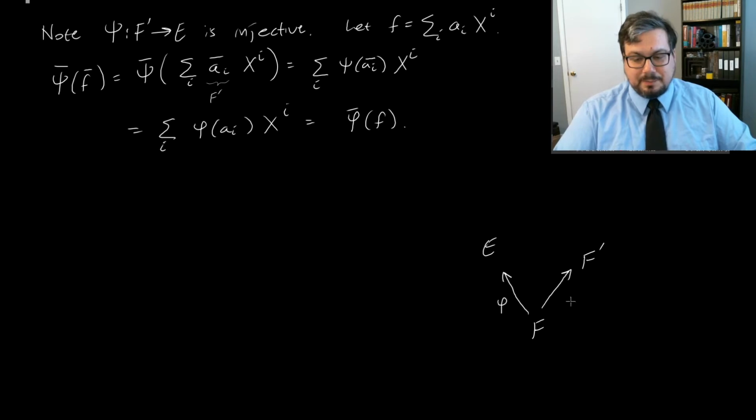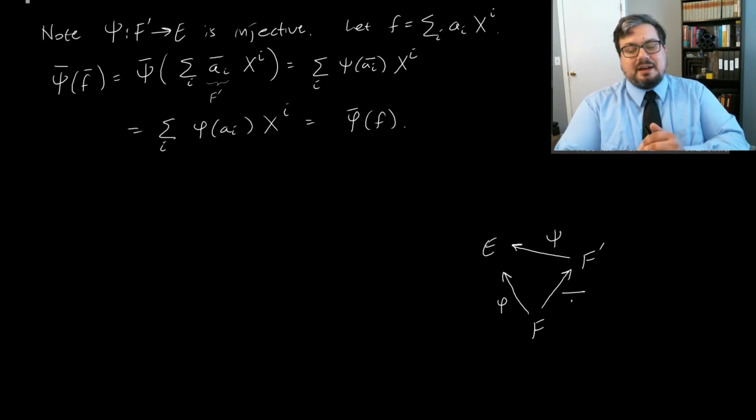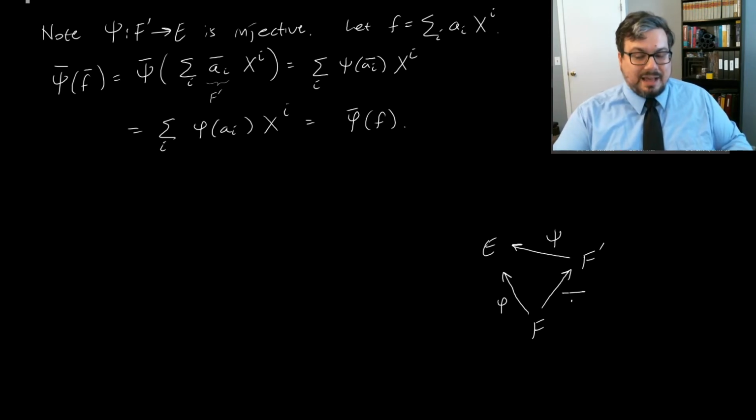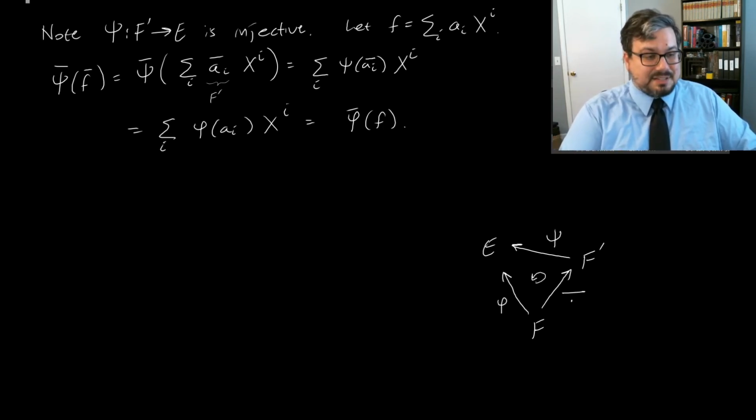This is basically just by the inclusion. So this is the over bar notation that we've been using here. And then f prime is going to e by this homomorphism psi, and this psi is constructed in such a way that this diagram commutes. So again, if I start at f and I go to e either by phi or by moving to f prime and then applying psi, I get to the same thing.